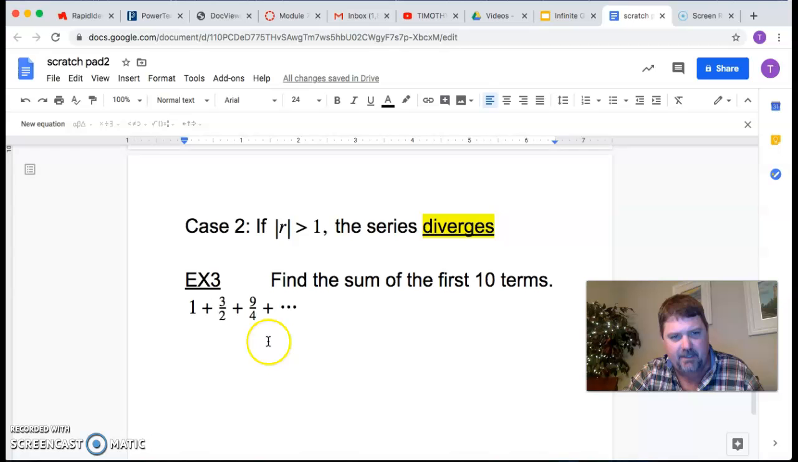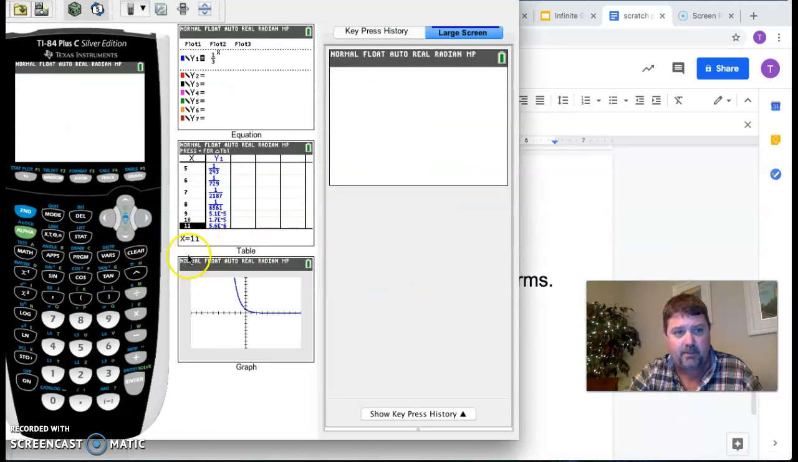But the first thing you've got to find is, what is A? Well, it's 1. R is 3 halves divided by 1, which is 3 halves. So it's pretty simple. You're going to use your geometric sequence formula and sum it up. So we'll say math 0. We're going to sum this thing up. We're going to start at 1, and we're going to sum up to 10, and we want to sum 3 halves. I'm not putting A in there because A is 1.